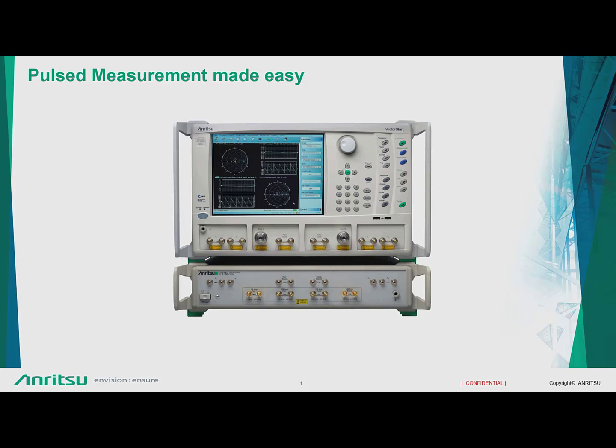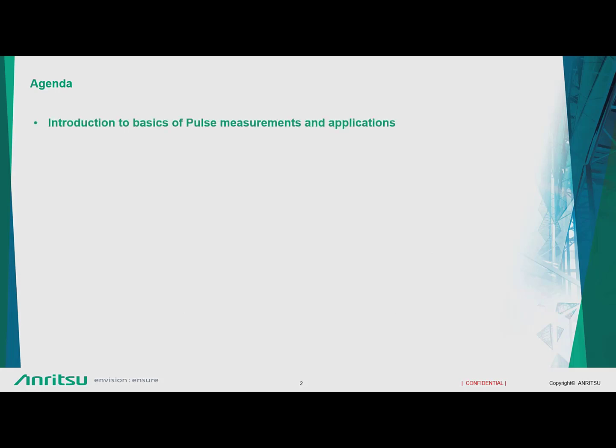In the bottom screen of this display, you can see we also have something called a pulse modulator test set, which can come in 2 variants, one covering up to 40 GHz and the other up to 70 GHz. Anritsu is the only one who can provide a pulse modulator test set covering a frequency range of 70 GHz.